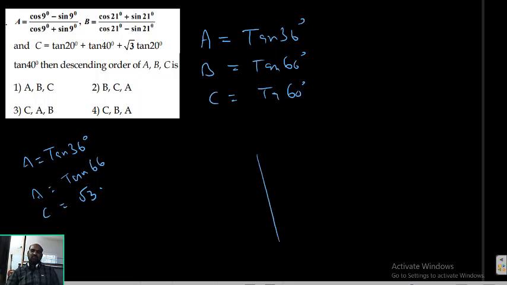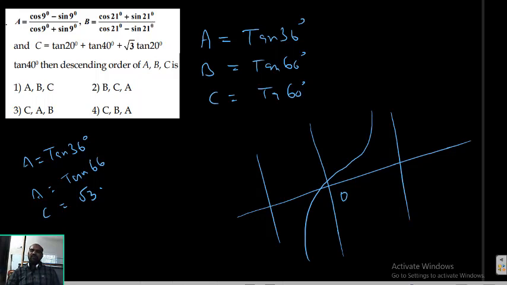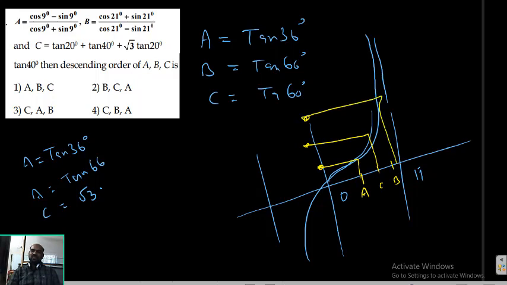Okay, so finally you know the graph of tan function in the interval 0 to pi, increasing. Okay, so 36 here, A is here, C is here, B is here. So A's corresponding value is here, C's corresponding value here, B's corresponding here. B is greater than C is greater than A. So what do you want? Descending order. Descending order means, I can say, descending order BCA. I can say option 2 is correct. Highest value is B, next C, next A.